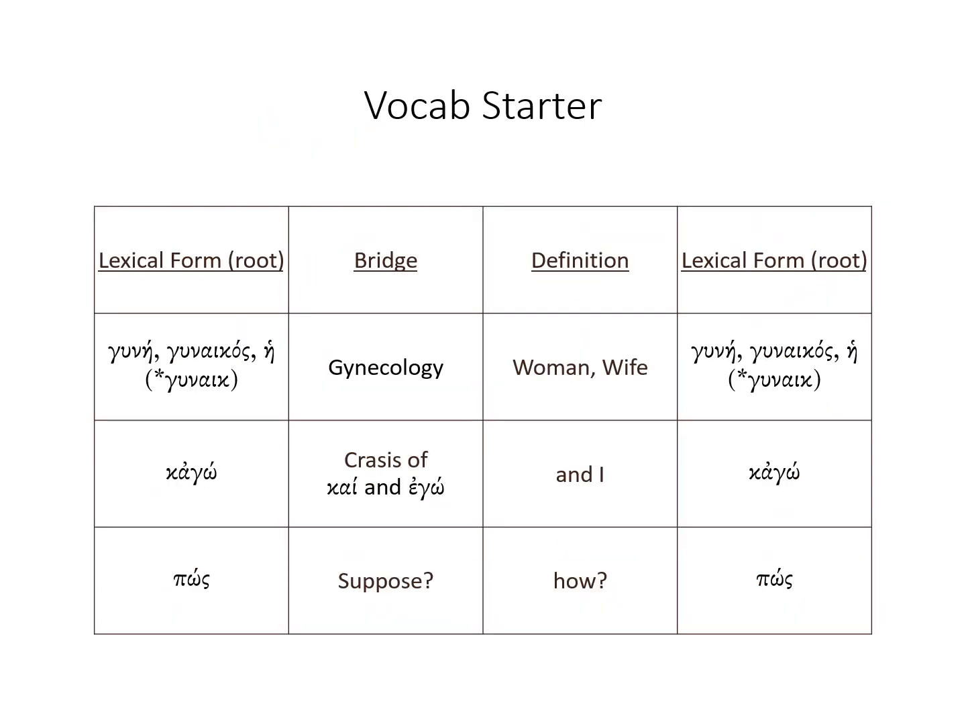Vocab. Gunaikos, feminine word, gynecology, the English word we get from gune, woman, wife. Kago, it's a crasis, a bringing together of kai and ego, meaning and I. Pos, how. Again, the more creative you can be, you want to put a post in the ground. Post, it may rhyme with suppose, or post in the ground. How do I do that? However you can think about these and be more creative, the better off you're going to be.